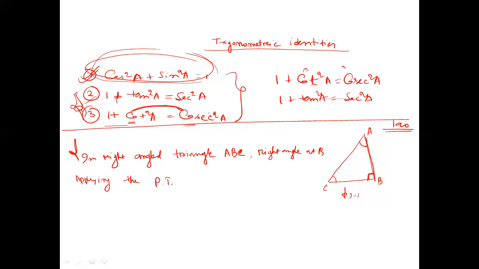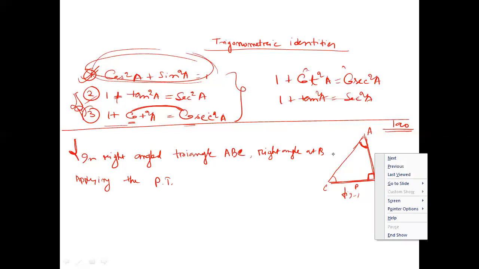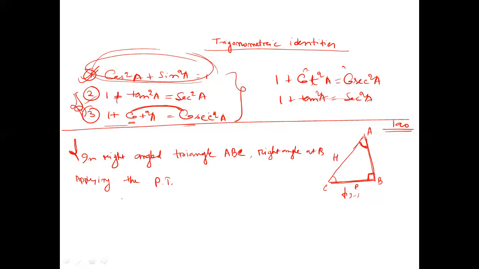Suppose we are discussing for angle A. For angle A, your BC will be perpendicular because the side BC is opposite to A, and your AB will be your base and AC will be your hypotenuse. Perpendicular, base, and hypotenuse. Yes or no? Now see, if you apply the Pythagoras theorem, it will be AB square plus BC square equal to AC square.